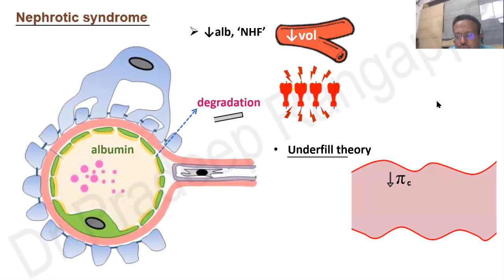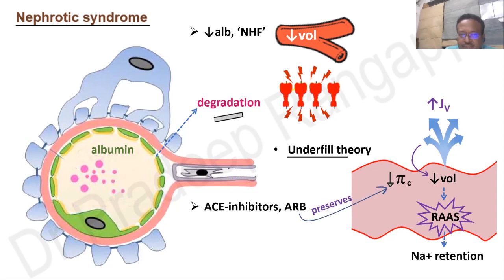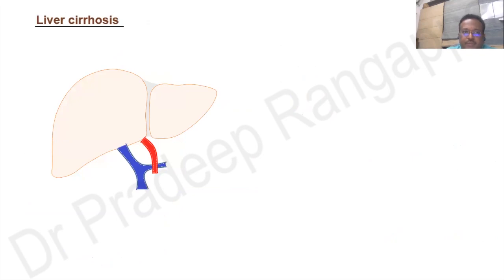There are two hypotheses as to why there is edema. The underfill hypothesis postulates that there is a reduction in the capillary oncotic pressure, and this leads to increased transudation of fluid across the vascular lumen, increased JV. When there is increased extravasation of fluid from the vessels, there is relative hypovolemia in the blood vessels. That leads to activation of renin, angiotensin, aldosterone, which leads to sodium retention. So when we give ACE inhibitors or ARBs in nephrotic syndrome, it preserves the capillary oncotic pressure and reduces the proteinuria.